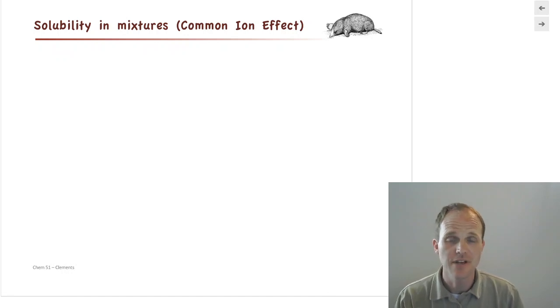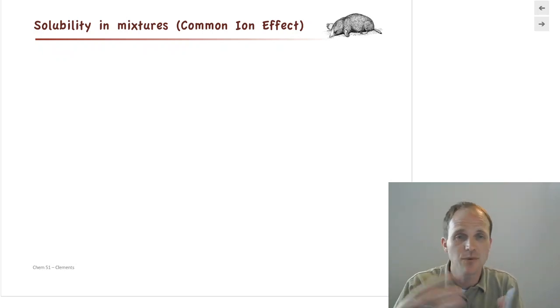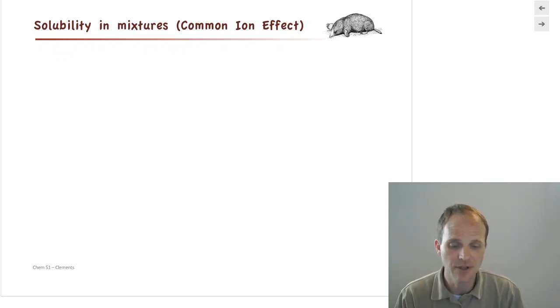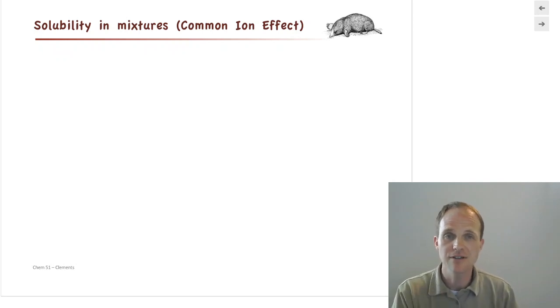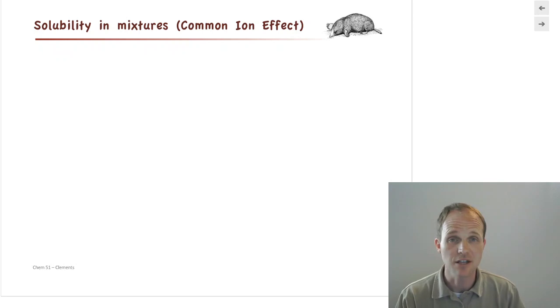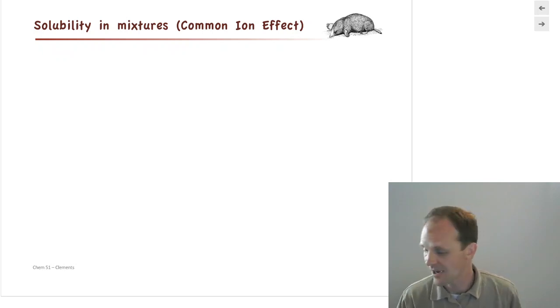Welcome back. We've talked about solubility. We know that even things that look like they're completely insoluble are partially soluble, a little bit's dissolving. We can calculate that now using an ICE table. But let's look at another situation where we might want to worry about solubility, and it's the solubility in mixtures. This is something commonly called the common ion effect.